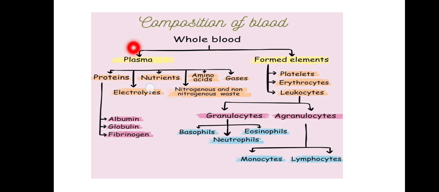We have the plasma and the formed elements, the two major components. In the plasma, we have proteins, nutrients, amino acids, gases, electrolytes, and nitrogenous and non-nitrogenous waste. Overall, don't forget water. Don't forget solutes in the plasma. Just pass through my notes. And then on the formed elements, we just talked about platelets, erythrocytes, and leukocytes. And these same leukocytes, which are white blood cells, are further divided into granulocytes and agranulocytes, which we are going to look at in the next video tutorial.